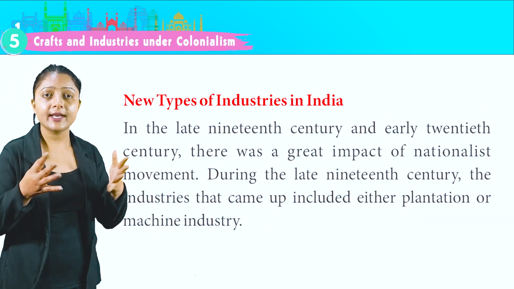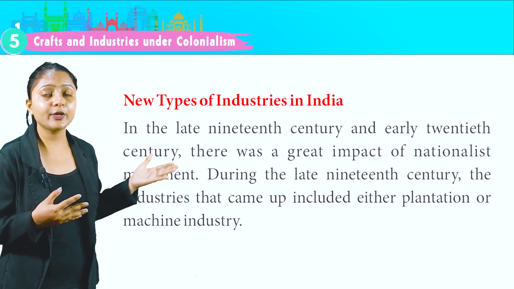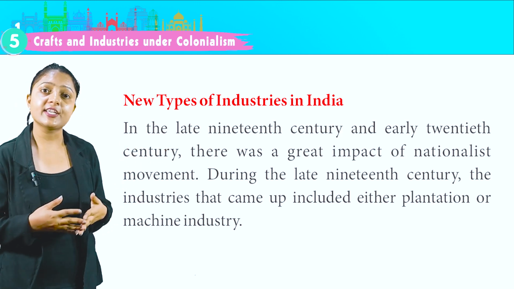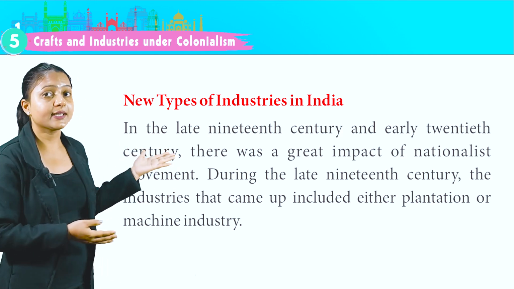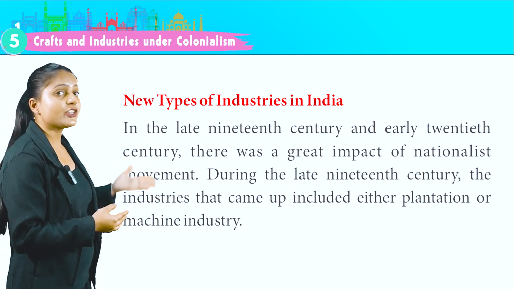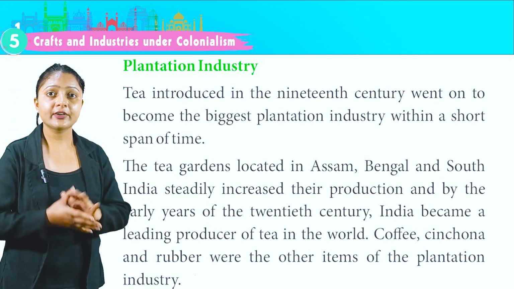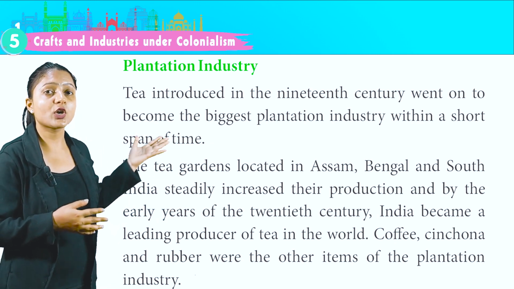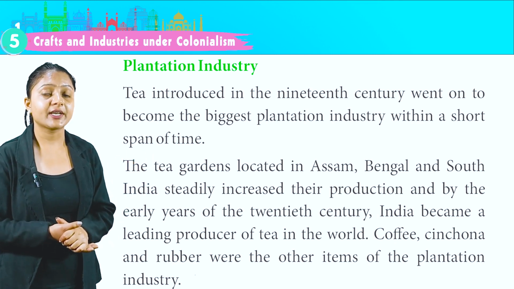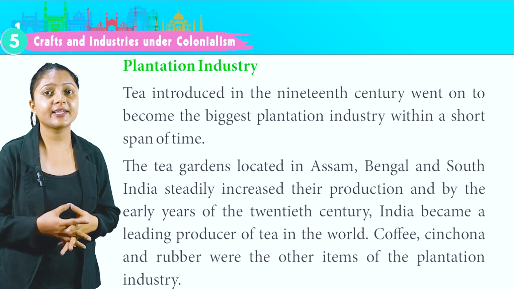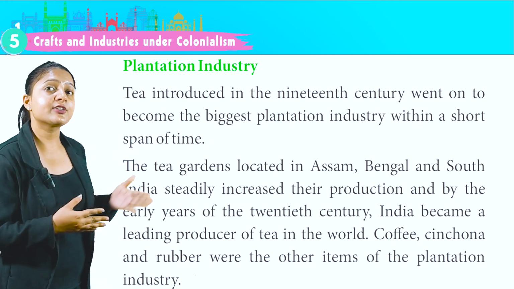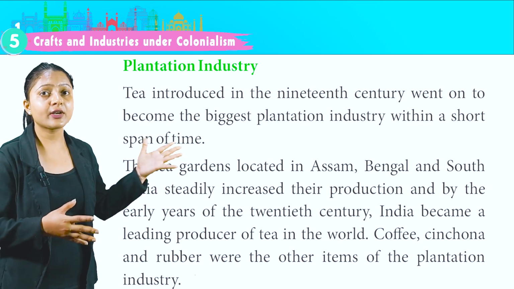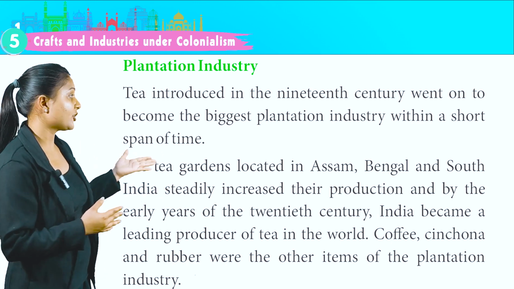New types of industries in India. In the late 19th century and early 20th century, there was a great impact of the nationalist movement. During the late 19th century, the industries that came up included either plantation or machine industry. Plantation industry: tea, introduced in the 19th century, went on to become the biggest plantation industry within a short span of time. The tea gardens located in Assam, Bengal and South India steadily increased their production, and by the early years of the 20th century, India became a leading producer of tea in the world. Coffee, cinchona and rubber were the other items of the plantation industry.